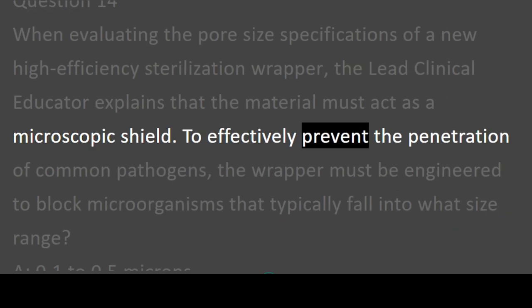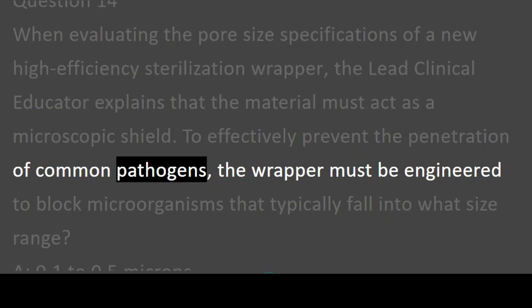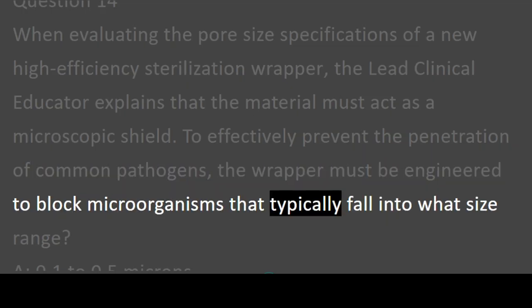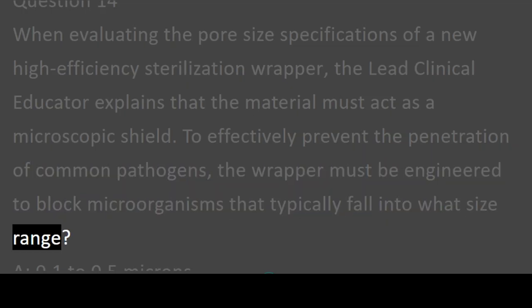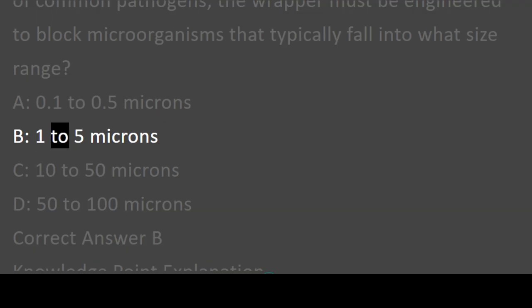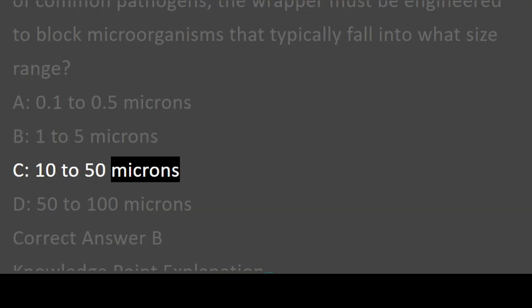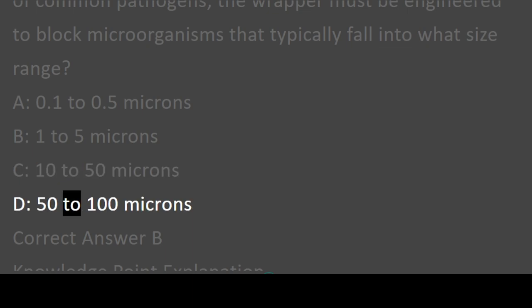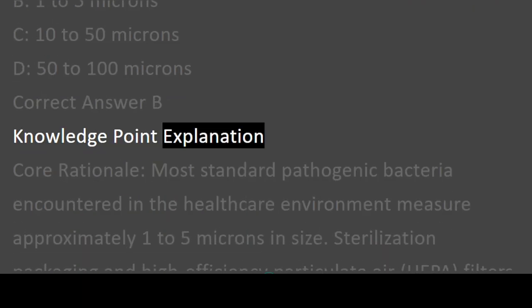To effectively prevent the penetration of common pathogens, the wrapper must be engineered to block microorganisms that typically fall into what size range? A. 0.1 to 0.5 microns. B. 1 to 5 microns. C. 10 to 50 microns. D. 50 to 100 microns. Correct answer B. Knowledge point explanation.